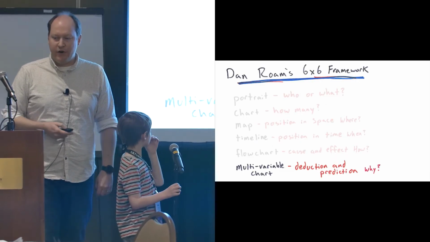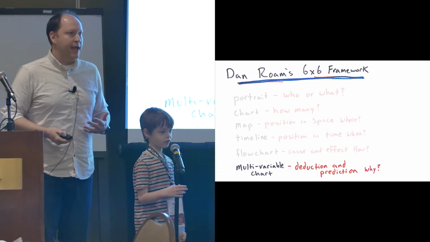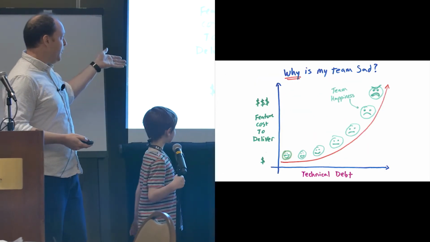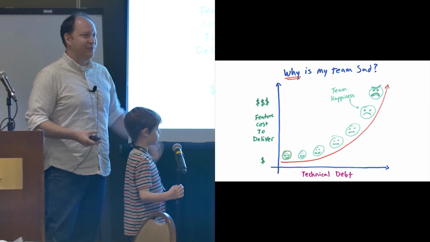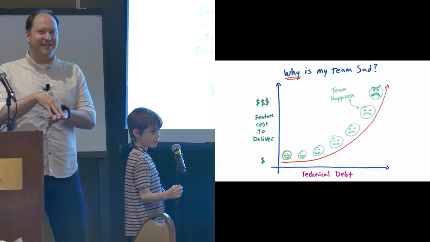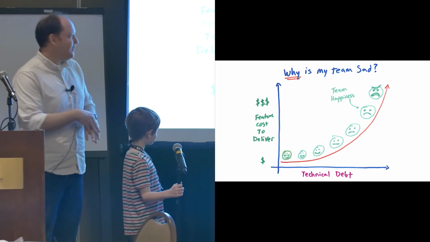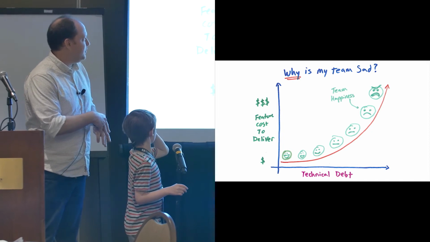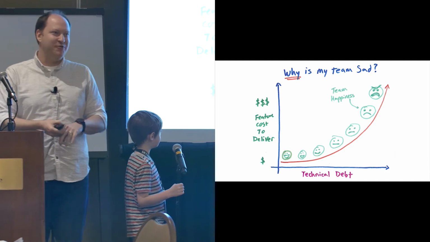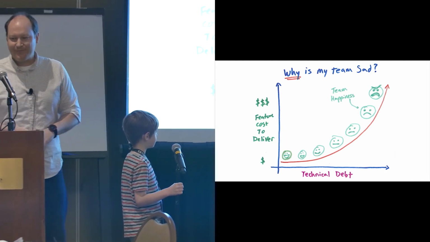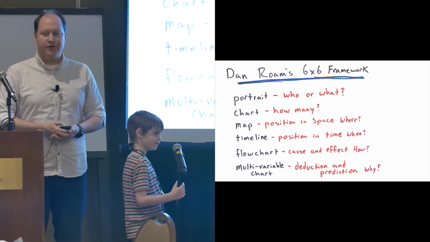And then finally, we have the multivariable chart, which is all about deduction and prediction, and it's helping us to answer the question, why. So if we were to chart, for example, the cost to deliver over technical debt, and if we overlaid the developer happiness on top of that, we could answer the question, why is my team sad? As it turns out, as the technical debt goes up and as it becomes more costly to deliver, our team gets sadder and sadder and grumpier and grumpier. All right, so six different types of diagrams that help us answer six different types of questions.